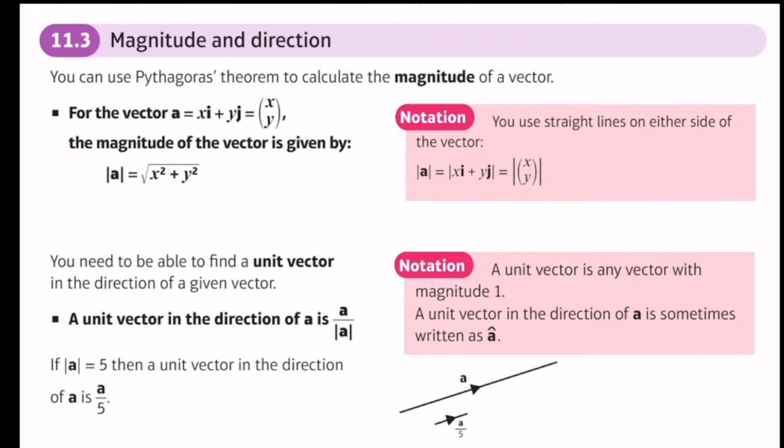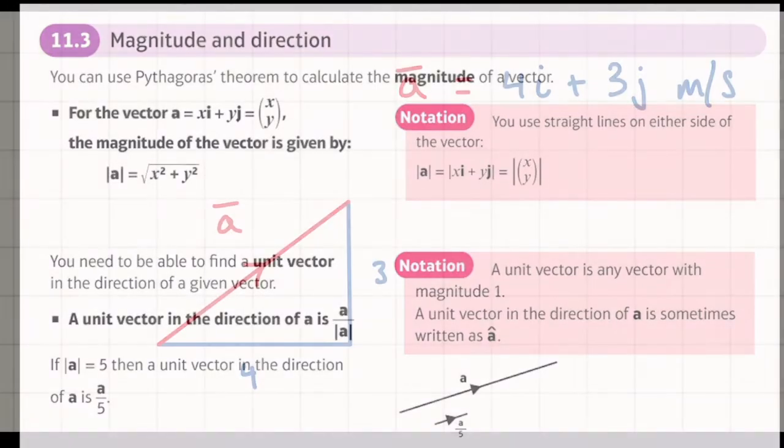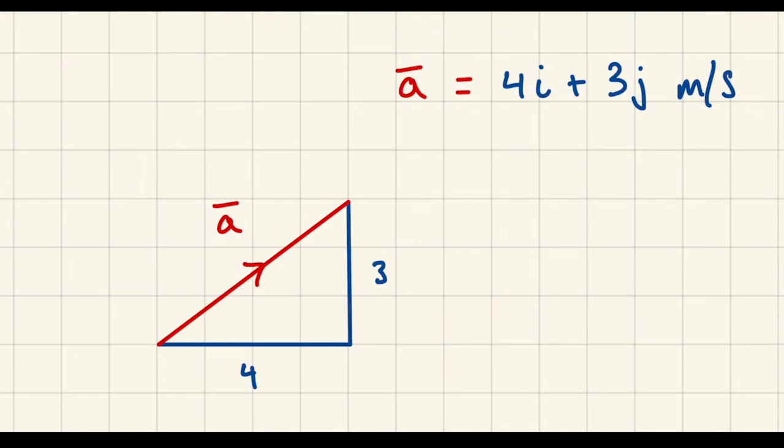11.3 Magnitude and Direction. Before we delve too far into magnitude and direction, let's just consider a boat that's travelling with the vector a, which is 3i plus 4j meters per second. What does this actually mean? Can we work out the magnitude, or the speed, and the direction of travel of the boat using more conventional units? Let's start by drawing the vector.